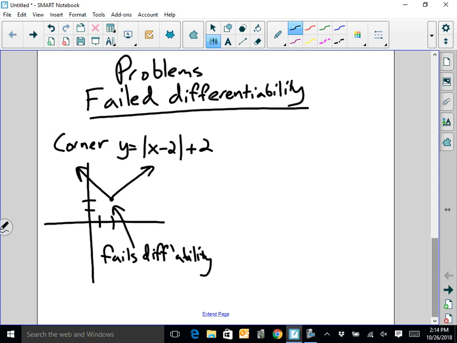At that point right there, I cannot draw a slope of a tangent line, right? Would it be like this? Would it be like this? I don't know, but that point fails differentiability. So corners fail differentiability. Another thing that we see is what's called a cusp. Cusps fail differentiability as well.